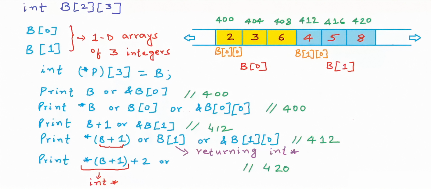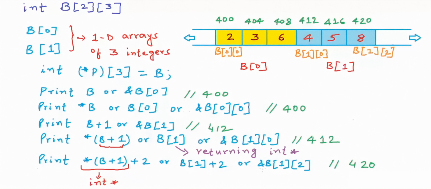*(B + 1) in this expression can be written simply as B1, because they are substitutes for each other, they are alternate syntax. So this is the same as B1 + 2, and once again these expressions are returning a pointer to an integer. They are returning a pointer to this element B1[2]. That's why we can also say &B1[2]. All these 3 once again are the same.